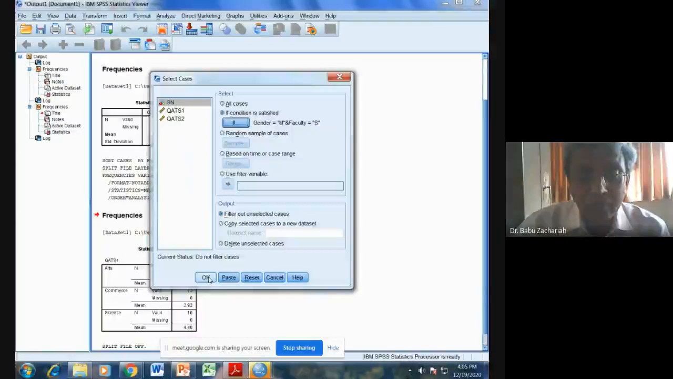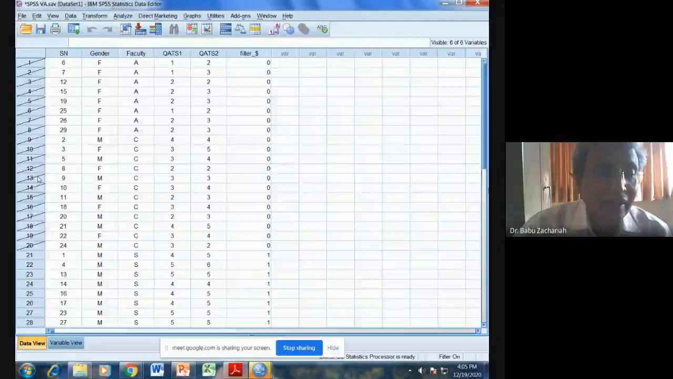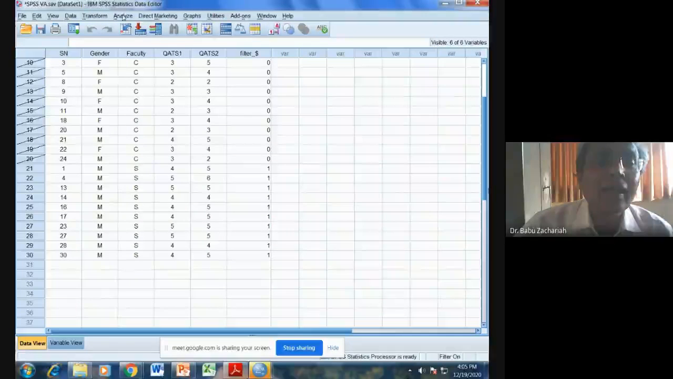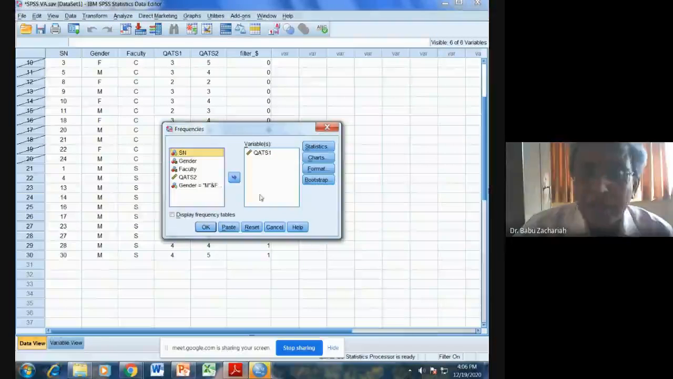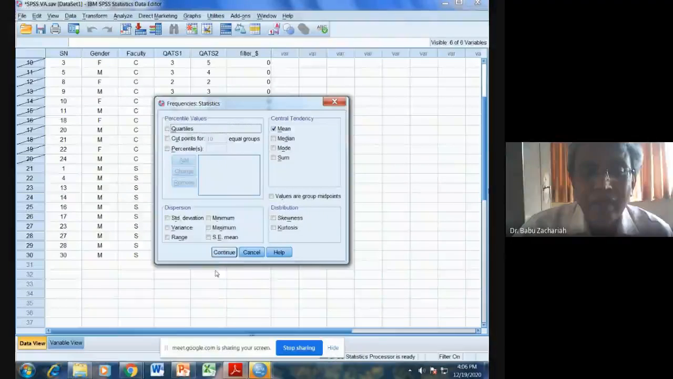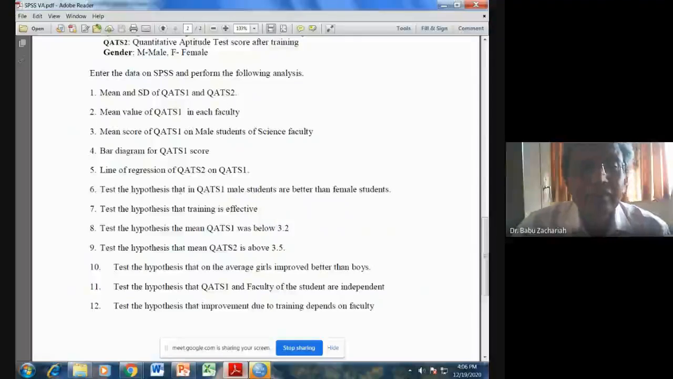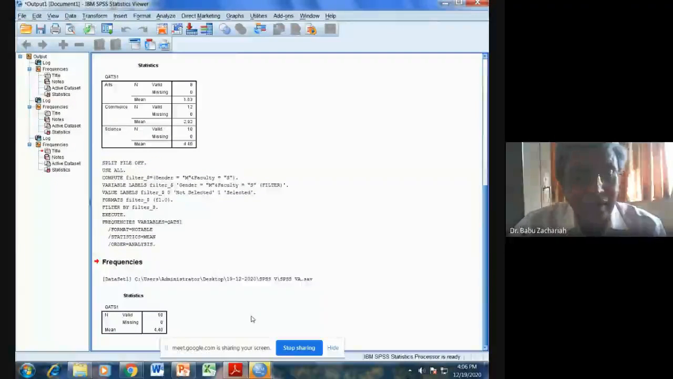Now proceed. You can have a look at the data sheet. All other cases are cancelled out. Here are male and science faculty, that alone is selected. Now what you need to do is calculate the descriptive statistics, and mean is already selected. I think it's about QATS1. We'll check it. Yes, QATS1 of male students of science faculty. So click OK. In this category, there are 10 students. Their mean score is 4.4.